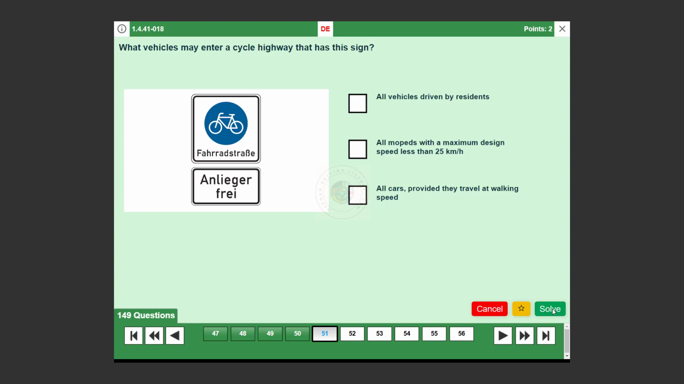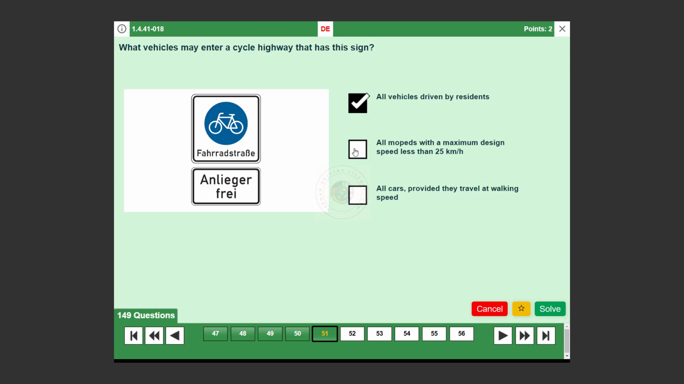Question number 51. What vehicles may enter a cycle highway that has this sign? All vehicles driven by residents. True. The additional sign "residents free" allows vehicles driven by residents to enter the cycle highway.